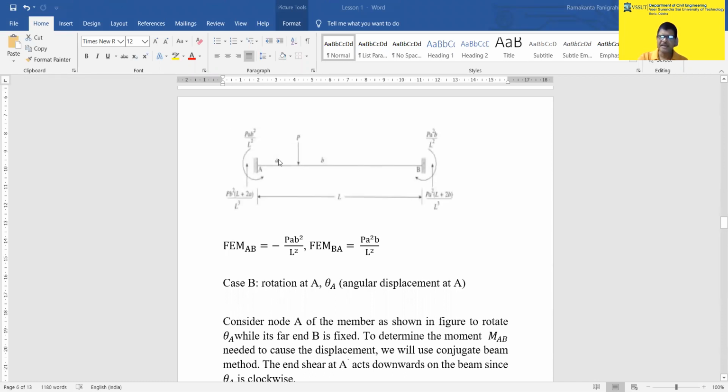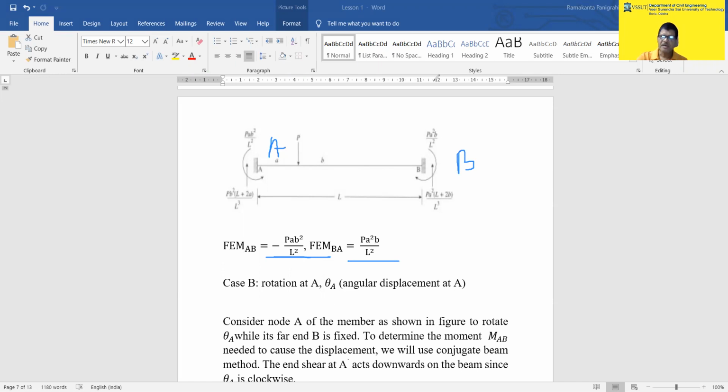If you are applying a point load, the fixed end moments at AB will be minus W a b squared by L squared, and at the end BA. This is the end A and this is the end B. So MFAB, the fixed end moment at AB, is equal to minus P a b squared by L squared, and at BA it is equal to plus P a squared b by L squared. This is the formula we have derived earlier. So first find the fixed end moments due to applied loads.